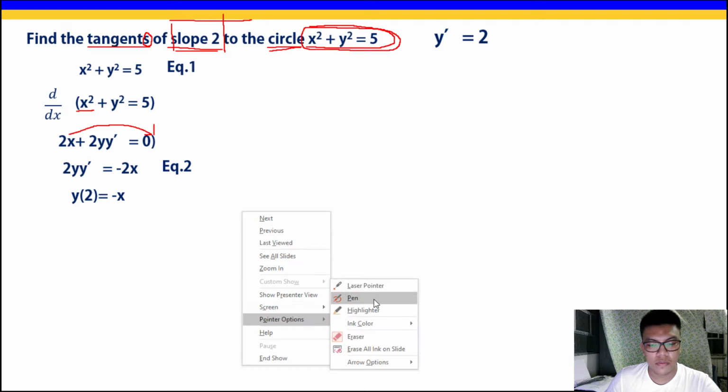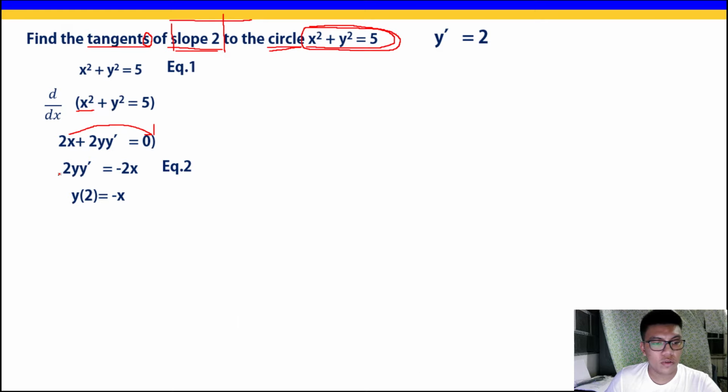Okay. So, ang ginawa, dinivide both sides by 2. So, natanggal na yung 2, ano? So, we have y times y prime is equal to negative x. Then, yung given na y prime, sinubstitute na dito. Pinalitan na ng 2 yung y prime, okay? So, y times 2 is equal to negative x. So, solving, we have x is equal to negative 2y.